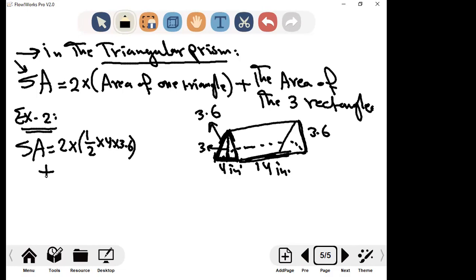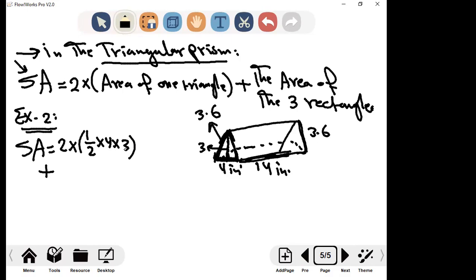I'm done with the two triangles now, right? I'm done with what? Where the height 3, half base height. Yeah, sorry. The height of the triangle is 3. I'm done with the two triangles now. Still what around me? I have 3 rectangles.